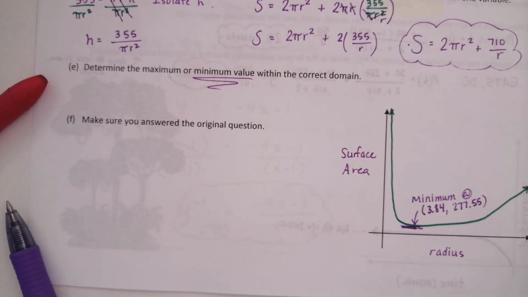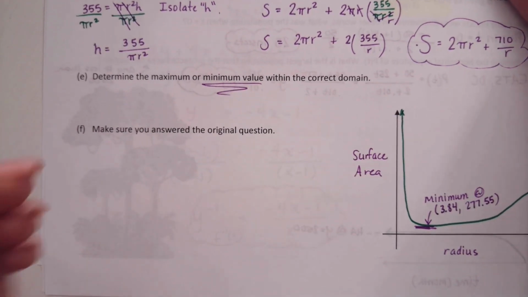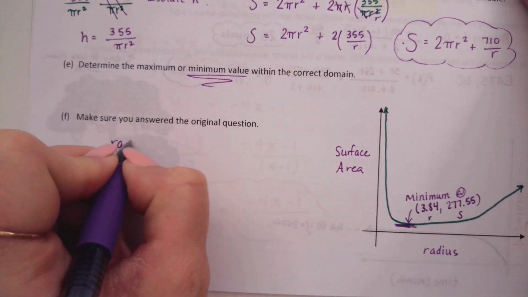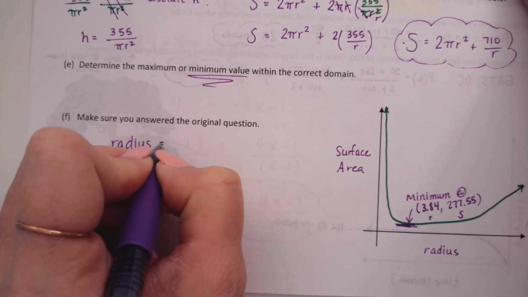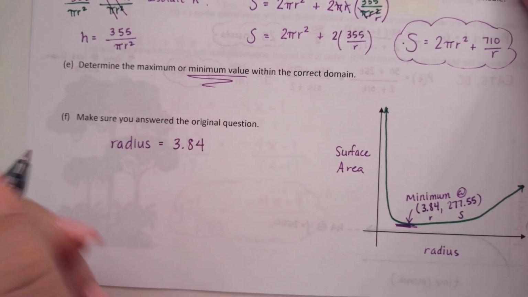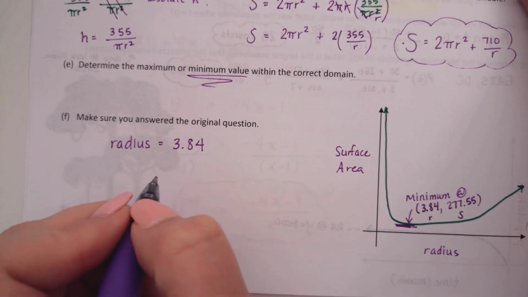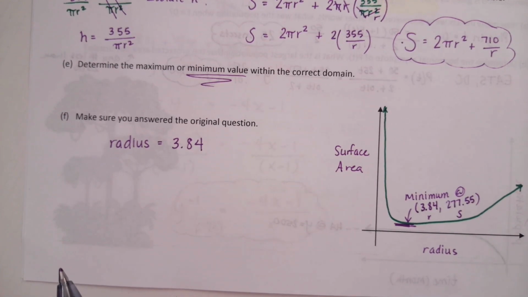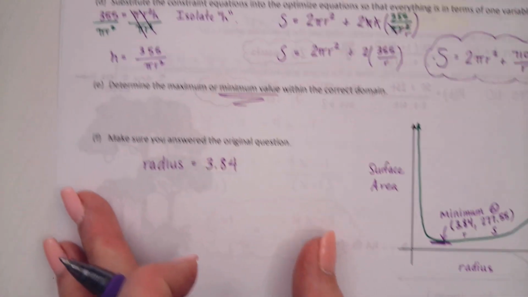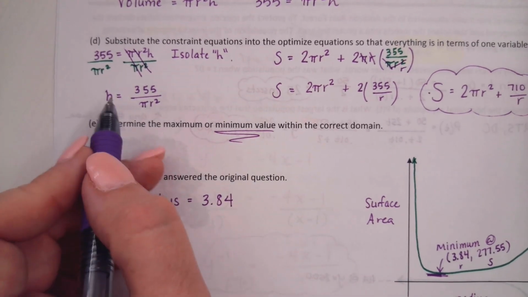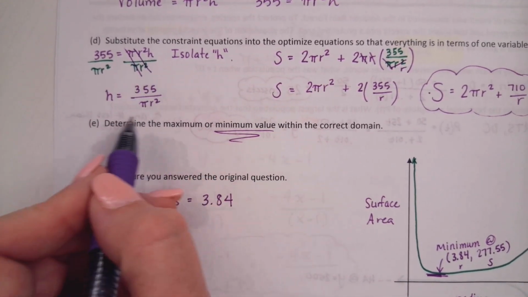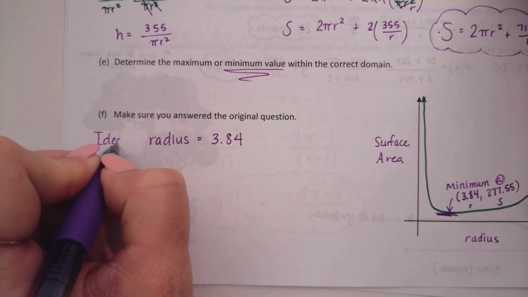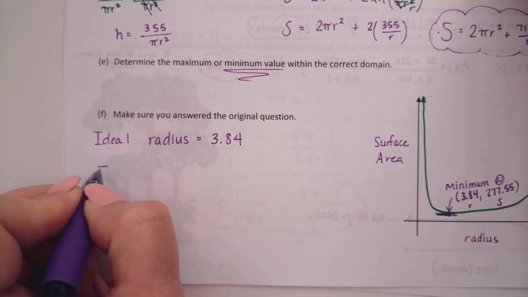Are one of these the radius? Yes, one of these is the radius. Which one is the radius? 3.84. Radius is 3.84. Okay. Height. Oh, we have a way to find height. No, look right here. 355 divided by pi times our radius squared. So our ideal radius, and then our ideal height, we're going to need to substitute.